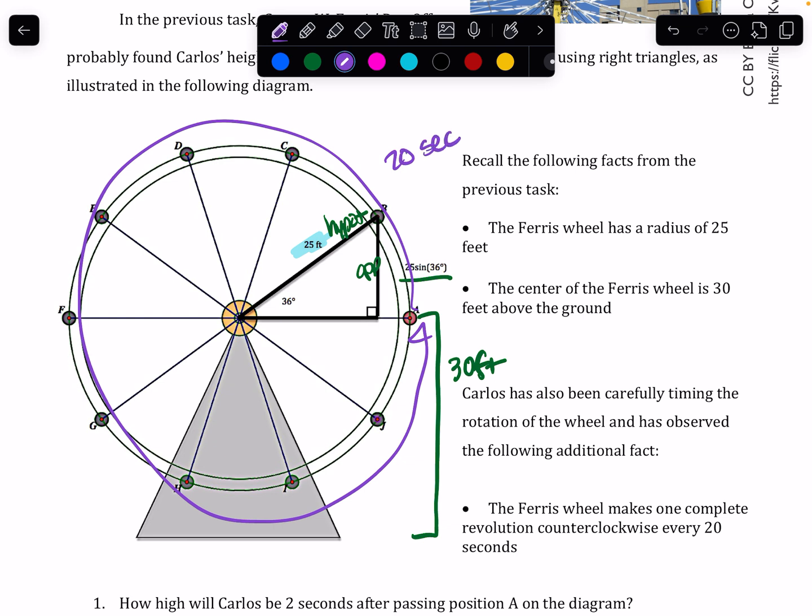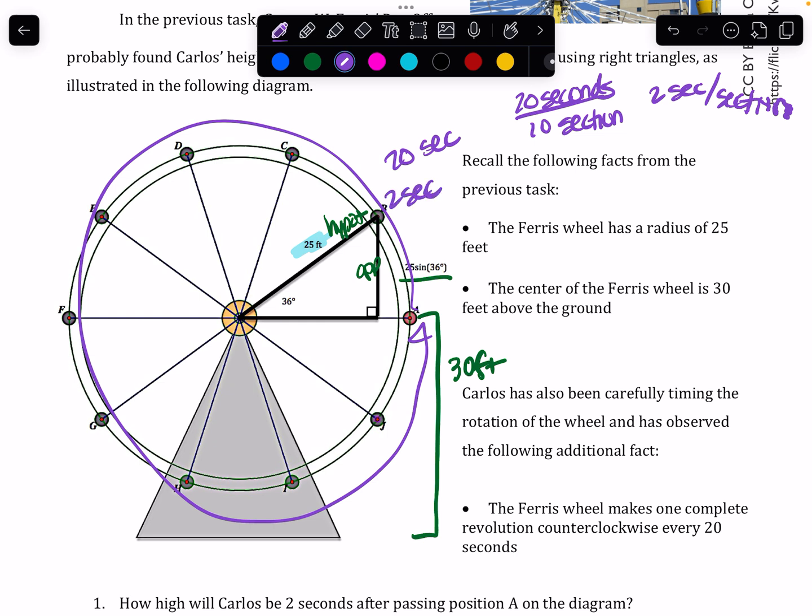So there's a couple ways that you could have dealt with this. You could have said, okay, well, there's 10 sections. So if I do 20 seconds divided by 10 sections, then that means that there's 2 seconds per section. So then this would be 2 seconds.